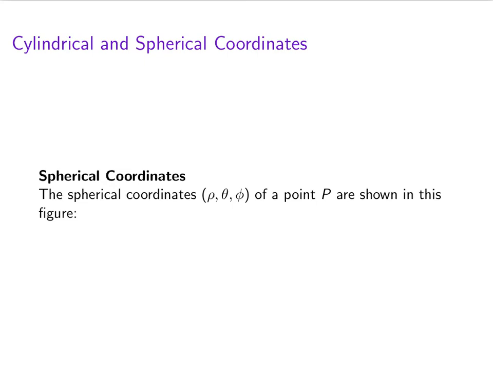Hello, calculus fans. Let's talk about spherical coordinates. This is quite a bit different than the type of coordinate systems you're used to. So the spherical coordinates rho, theta, phi of a point P are shown in the next slide. These are Greek letters. That's not a P, that's a rho. Rho, theta, and phi. Good news is the theta is the same theta that you're used to, but the rho and the phi are going to be new.